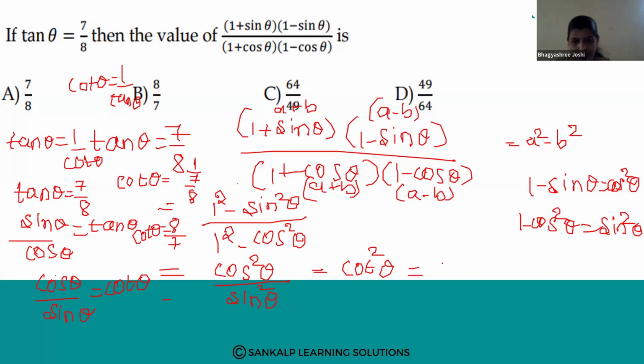So cos theta divided by sin theta is 8 divided by 7. But here cos square theta divided by sin square theta is there, so it is 8 square divided by 7 square. 8 square is 64 and 7 square is 49. Is it there in the options? Yes, it is there: 64 divided by 49.